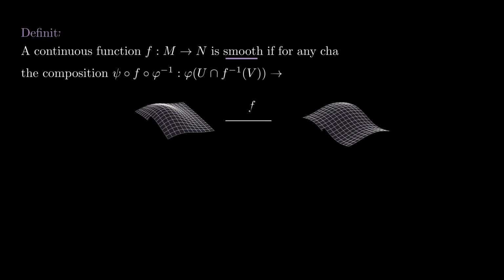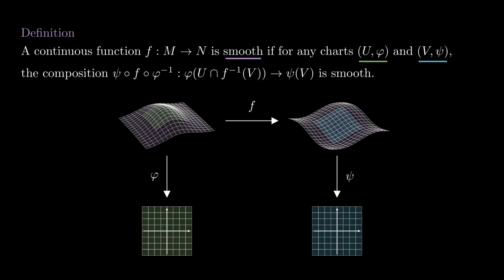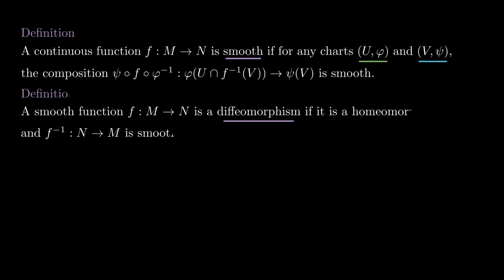More generally, when we have a continuous function f from one manifold M to another manifold N, we say that f is smooth if for any chart (U, phi) of M and any chart (V, psi) of N, the composition psi composed with f composed with phi inverse is smooth in the open set where it is defined. We say that f is a diffeomorphism if it is a homeomorphism and both f and f inverse are smooth.